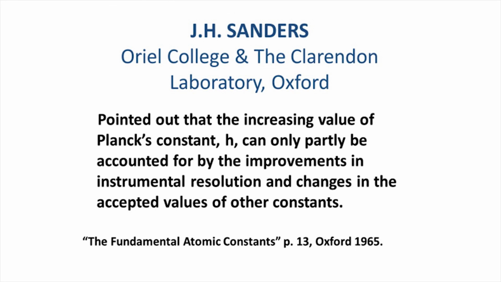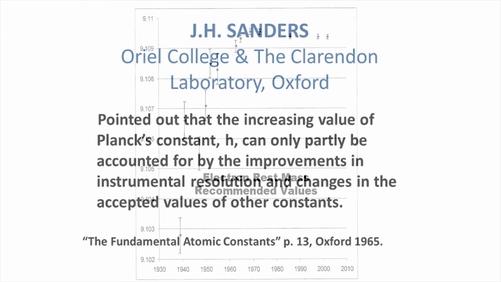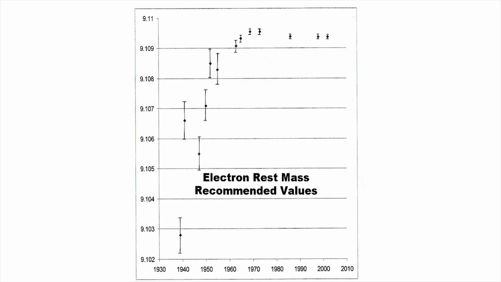In discussing the data measuring h, Professor J.H. Sanders pointed out in 1965 that the increasing value of Planck's constant can only partly be accounted for by the improvements in instrumental resolution and changes in the accepted value of other constants. It appeared that a genuine increase in Planck's constant h was in fact occurring. Furthermore, electron and other atomic masses m were measured as increasing as well. All these measurements and the ongoing discussions were listed in the major scientific journals.